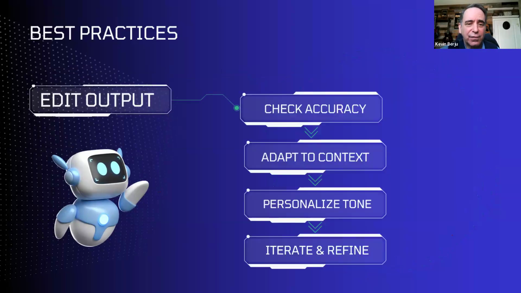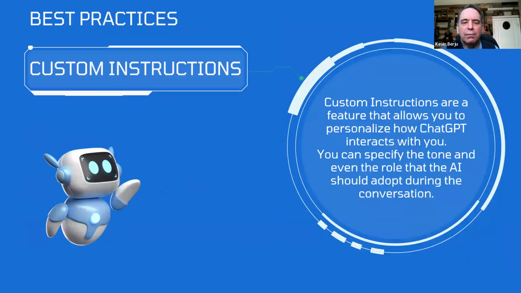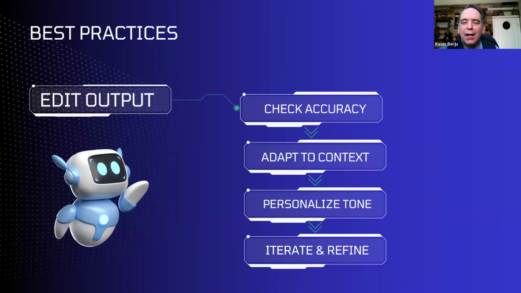So here's some suggestions for editing the output of Chat GPT. Review for accuracy. Check the generated content. Make sure that it's factual, because again, it's not infallible. So if there's something it pulls up that you're not sure of, or you're not aware of, Google's a great research tool, so just Google it, or whatever source you have.